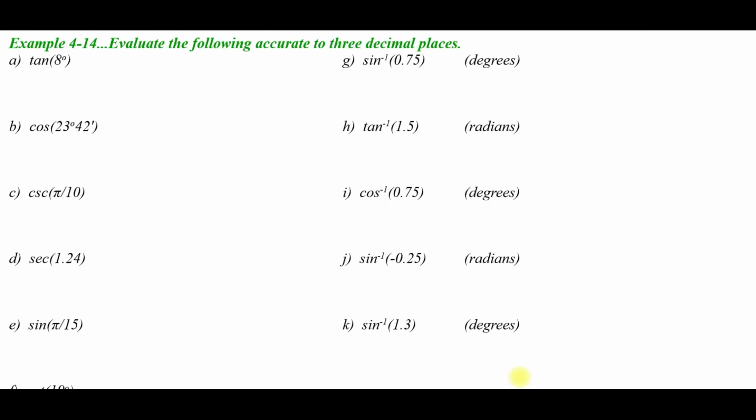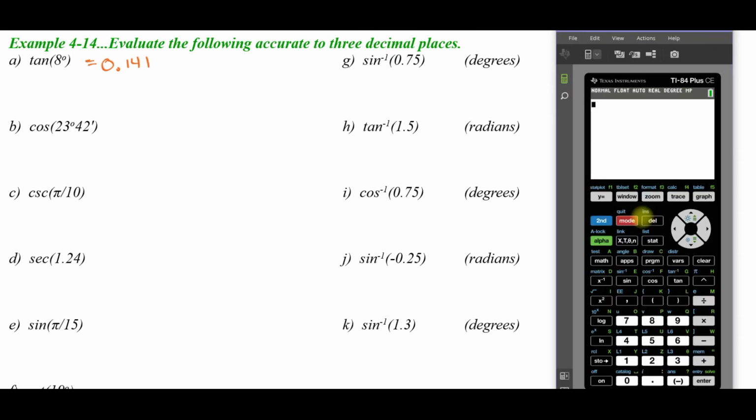So just a couple here that we can practice with. So the first one is tangent of 8 degrees, so make sure your calculator is in degree mode, and then you're just going to type tangent of 8, and let's round to 3 decimal places, it says, so we get 0.141.